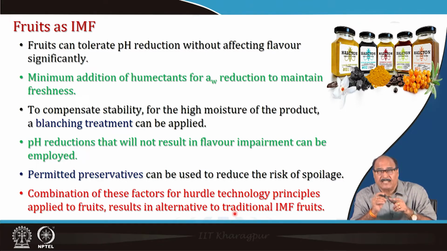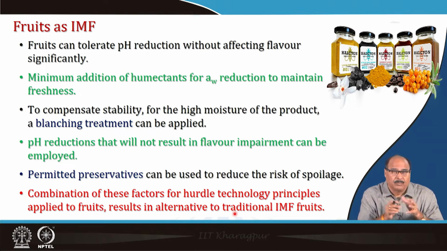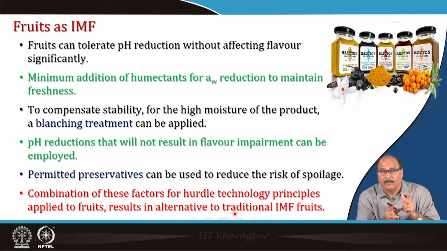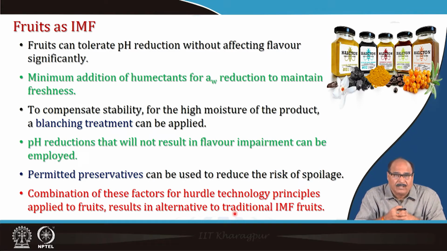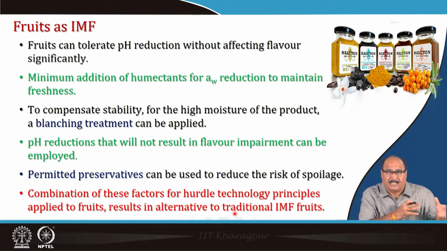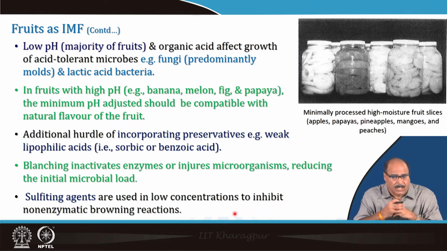To compensate stability for the high moisture of the product, a blanching treatment can be applied. So pH reductions that will not result in flavor impairment can be employed, because you cannot reduce the pH very low, otherwise it will adversely affect the taste and flavor. Permitted preservatives can be used to reduce the risk of spoilage, or a combination of these factors, the hurdle technology we studied in the last class, can be applied to get stability in the products.